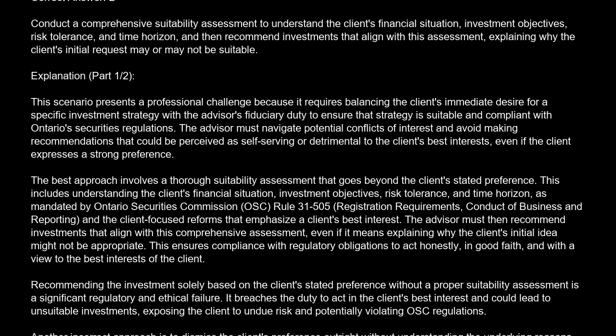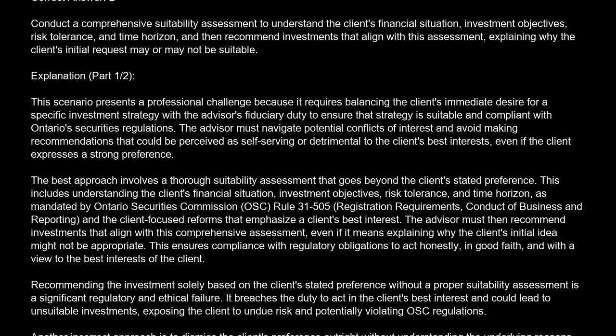specific investment strategy with the advisor's fiduciary duty to ensure that strategy is suitable and compliant with Ontario's securities regulations. The advisor must navigate potential conflicts of interest and avoid making recommendations that could be perceived as self-serving or detrimental to the client's best interests, even if the client expresses a strong preference. The best approach involves a thorough suitability assessment that goes beyond the client's stated preference.